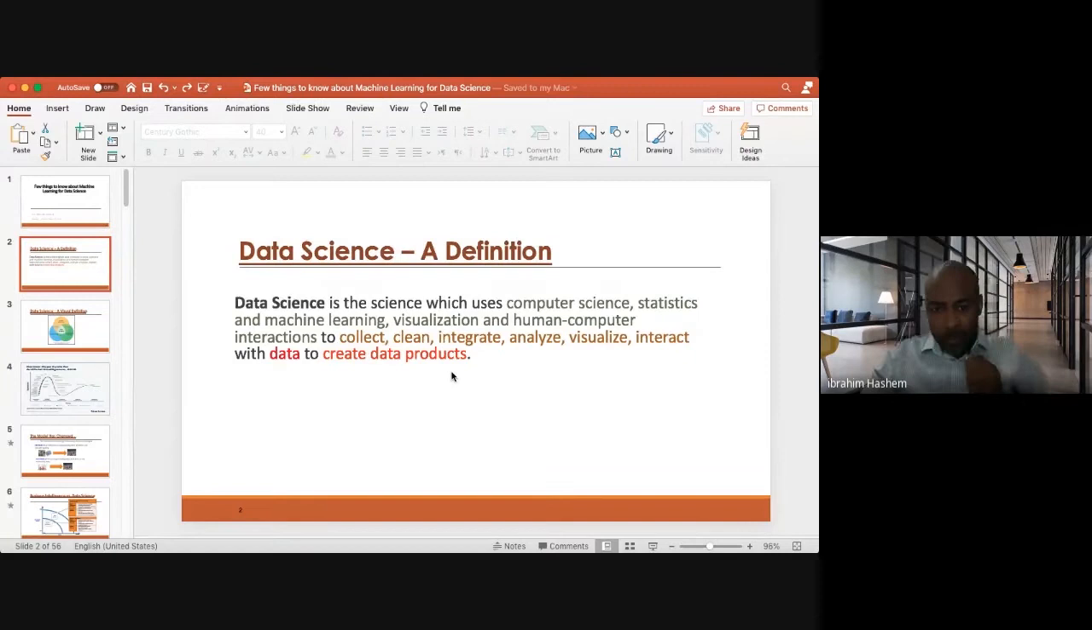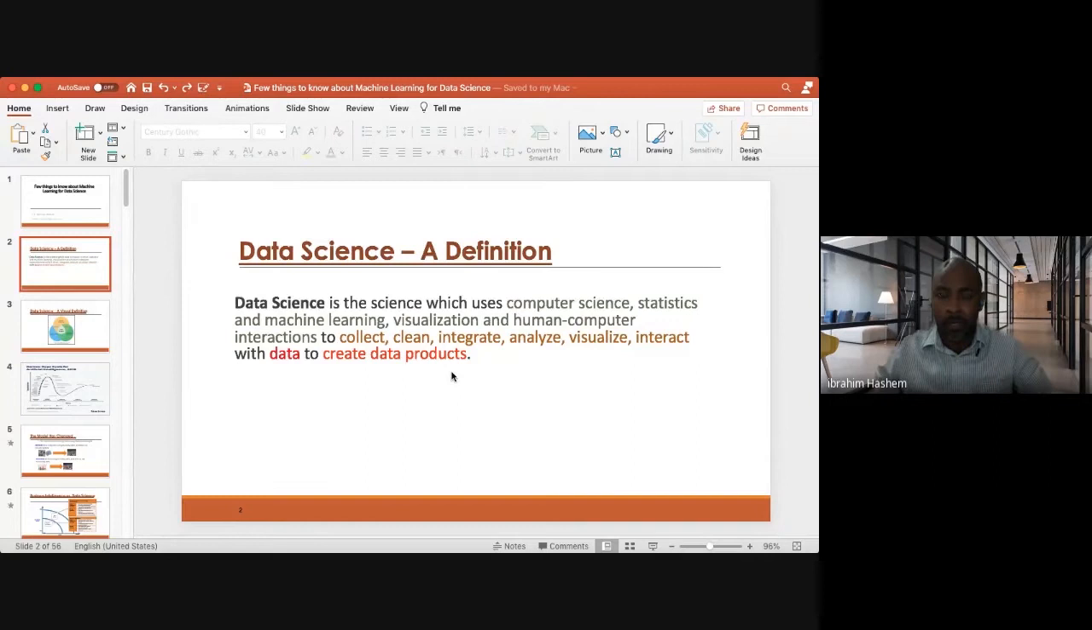So let's start with the definition of data science, for those who don't know this term, because it's a new term. Data science is the science which uses computer science, statistics and machine learning, visualization and human computer interactions to collect, clean, integrate, analyze, visualize and interact with data. The definition is no different from the traditional definition in data mining and data analytics, but what makes it unique is the combination of those different areas, where computer science, statistics and machine learning all come together to form this new area.